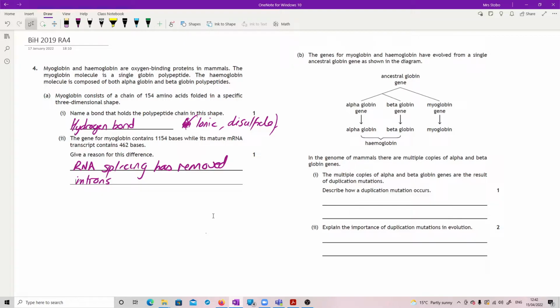Okay. B. The genes for myoglobin and hemoglobin have evolved from a single ancestral globin gene as shown in the diagram. Okay, so we've got our ancestral globin gene, and then we've got our alpha, beta, and myoglobin all shown. Okay, fair enough. In the genome of mammals, there are multiple copies of alpha and beta globin genes. The multiple copies of alpha and beta globin genes are the result of duplication mutations. Describe how a duplication mutation occurs. So when they're saying describe this, they're really just looking for a definition.